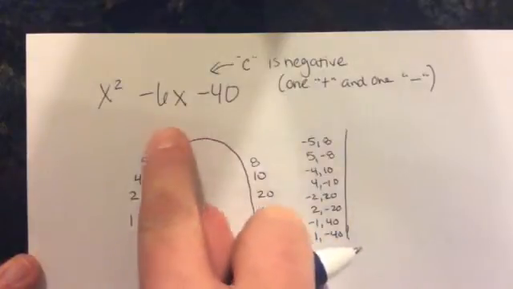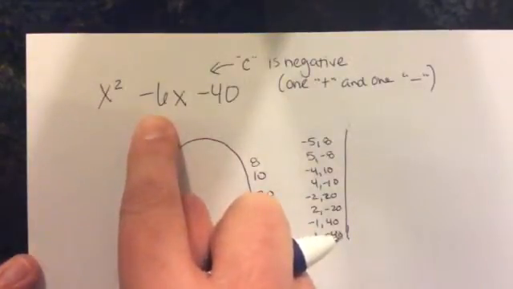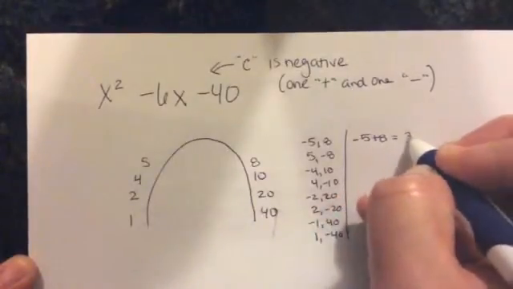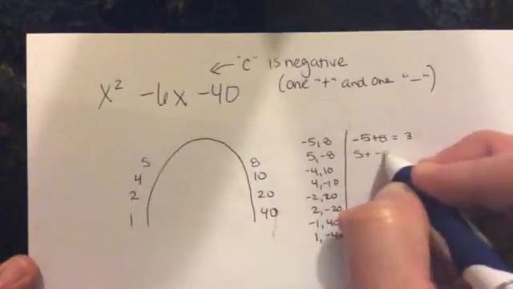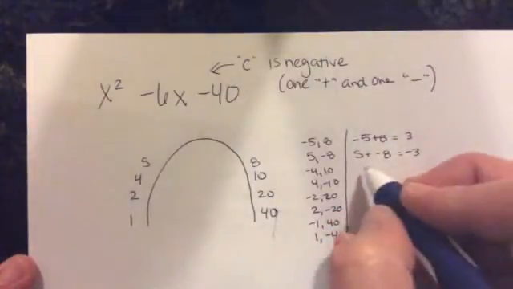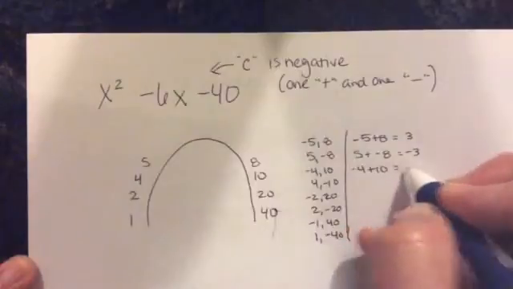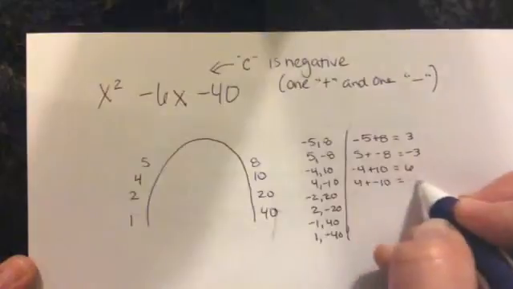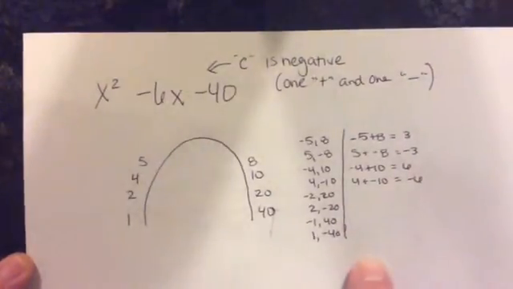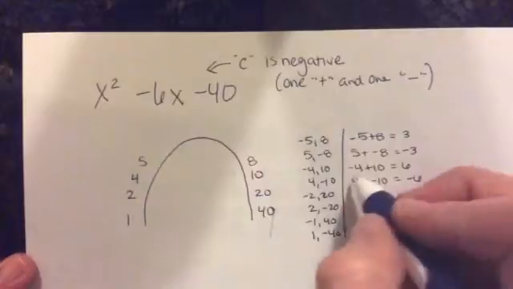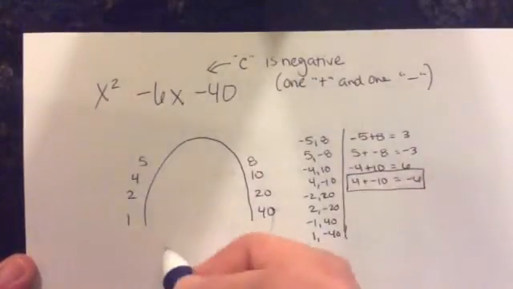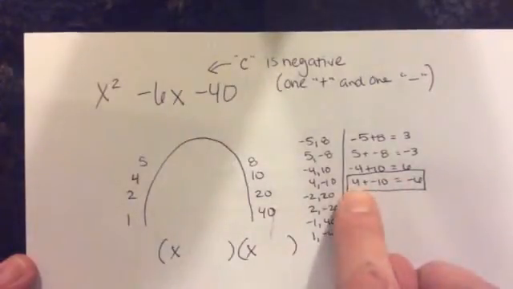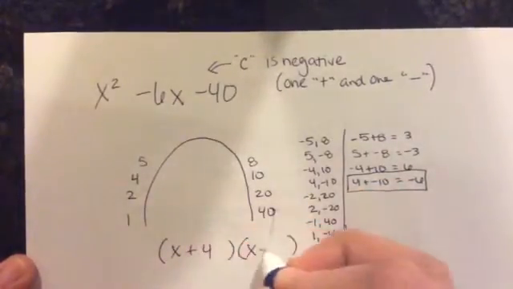Again, I need to pay attention when I add them. They have to add to the b value, which is negative 6 this time. So let's add them all. Negative 5 plus 8, that's 3. 5 plus negative 8, that's negative 3. Those are out so far. Negative 4 plus 10 is 6. 4 plus negative 10 is negative 6. I really don't need to go any further because I know my b value is negative 6. That was the number I'm looking for. I'm going to write 4 and negative 10, so x plus 4, x minus 10.